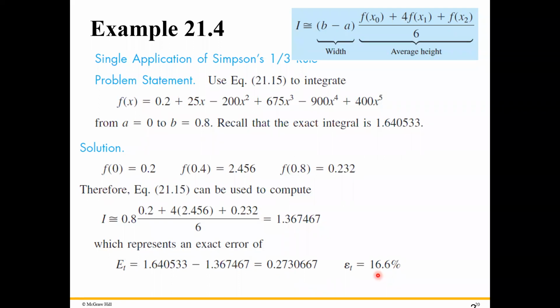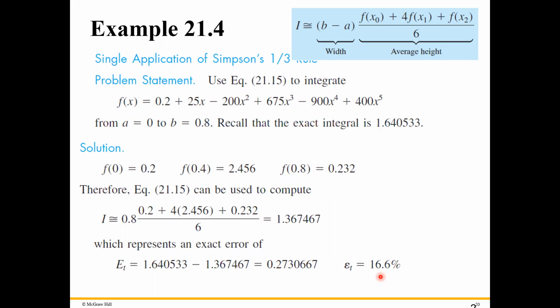Now if we compare this percentage error with the one we obtained for the trapezoidal rule, when we applied the trapezoidal rule in example 21.1, I remember the error was 89 point something percent. So the error reduced from 89% to 16%. One thing we can say is that in this case, Simpson's 1/3 rule is much more accurate than the trapezoidal rule.